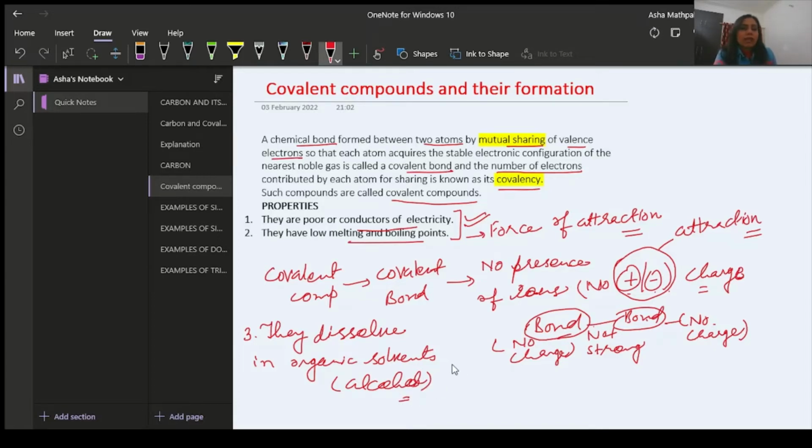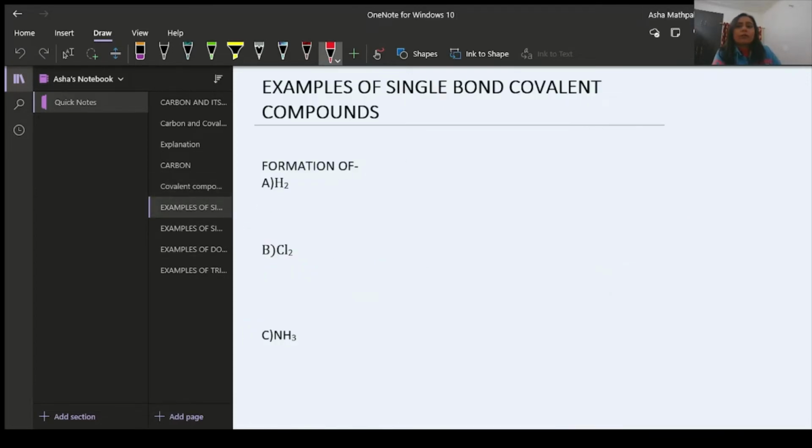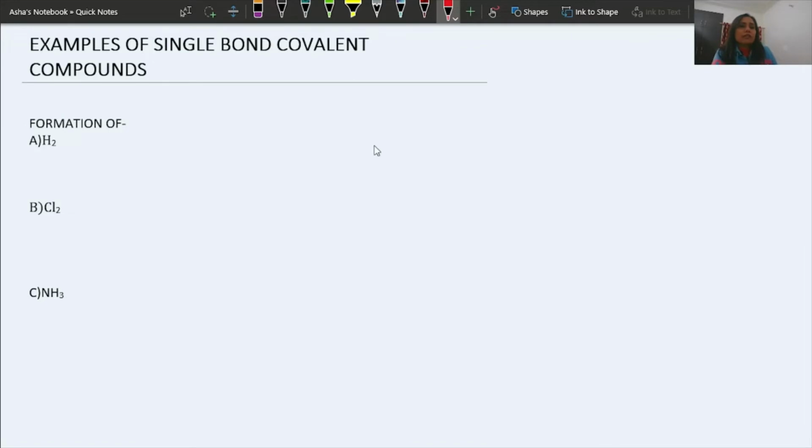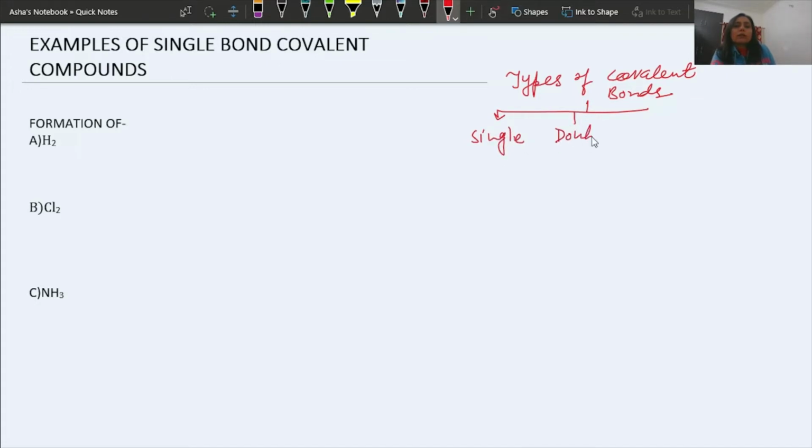Now let us try to understand the various types of covalent bonds. There are various types of covalent bonds depending basically upon the number of electrons shared. So the types of covalent bonds are three. There are single covalent bond compounds, double bond covalent compounds, and triple bond covalent compounds. What is the difference between them?